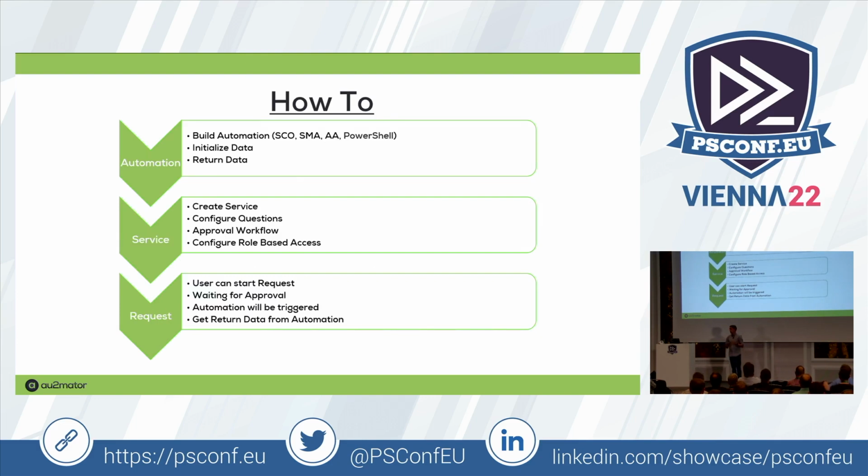So how Automator works. First of all, you need to build your automation. You write your PowerShell scripts, your System Center Orchestrator runbooks, your Azure Automation runbooks. You have some initialized data, input parameters. That's a usual PowerShell script. You have your automation and maybe some response back or return data. And then Automator comes, you can create a service, build a form, configure your questions, configure an approval workflow if needed, so someone can request any access, someone needs to approve, and then the automation is triggered. And you can configure role-based access, so these forms can be viewed by a group of users, or you can delegate those to a few users.